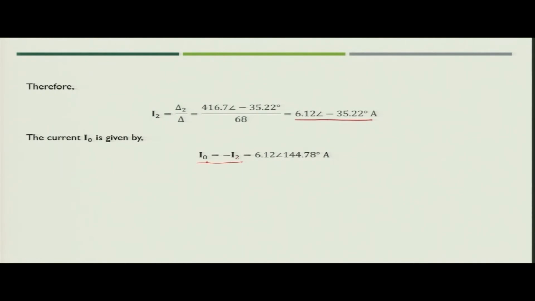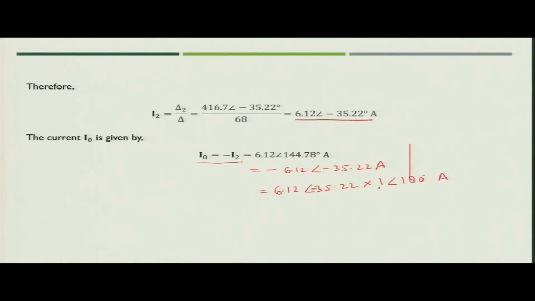So, the I naught value will be equal to minus of I2. So, what we can write? We can write minus of I2 as minus of 6.12 angle minus 35.22 ampere. Now, since the negative sign which you see in the expression, you can simply replace it with 1 angle 180 degree ampere. So, minus is nothing but minus 1 multiplied by this current expression.